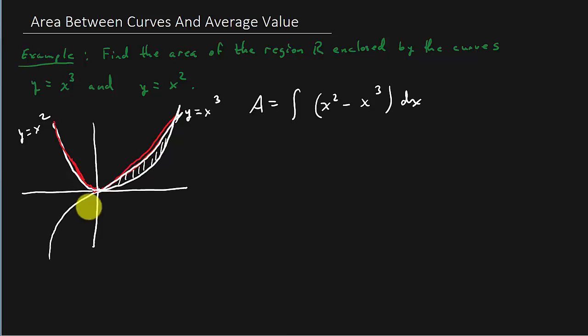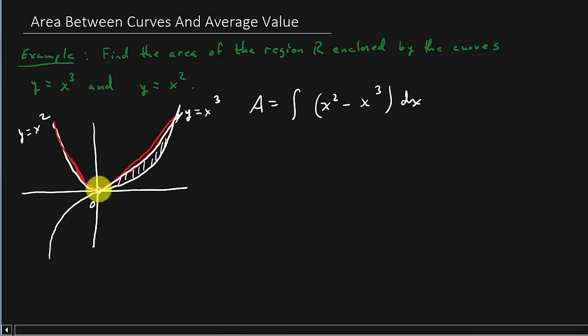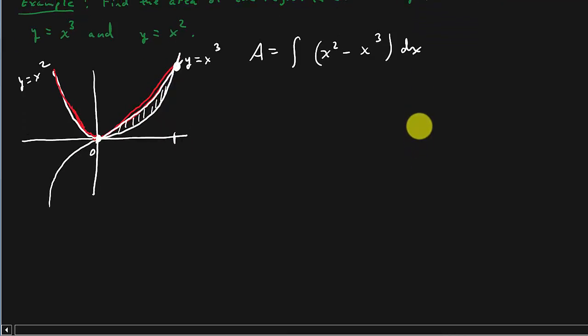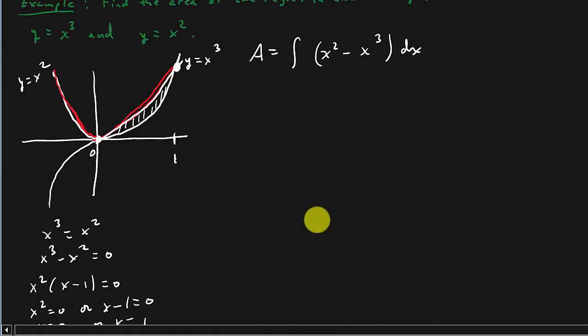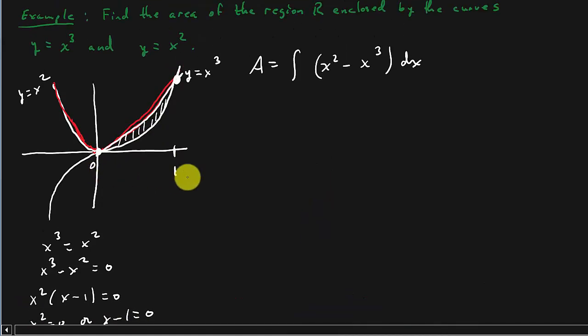And you can see that we're going to integrate. Of course, they intersect here at 0, and then they intersect here at this point right here. So we've got to figure out where these curves intersect. How do we do that? We take the two curves, set them equal to each other, and solve for x. So that's x cubed minus x squared equals 0. Factor out x squared, and that's going to be x squared equals 0 or x minus 1 equals 0. So x equals 0 or x equals 1. And so we're going to integrate this from 0 to 1.